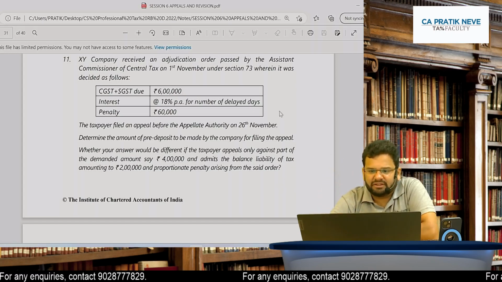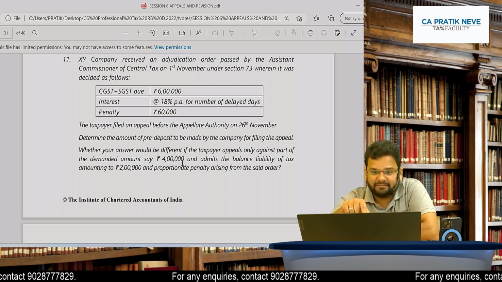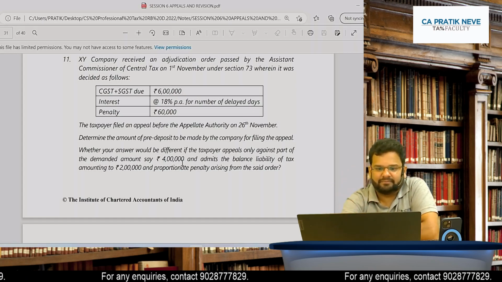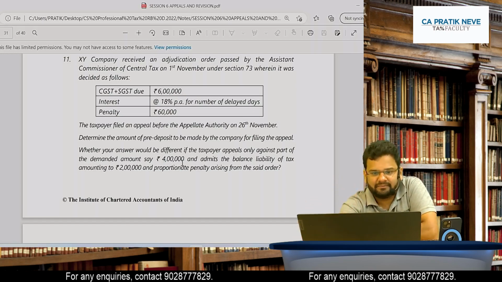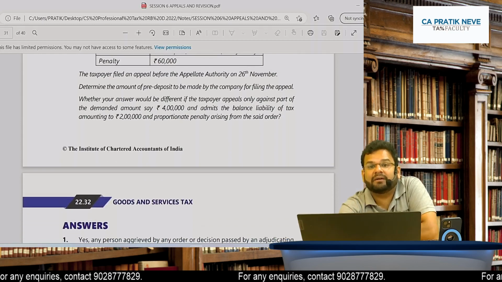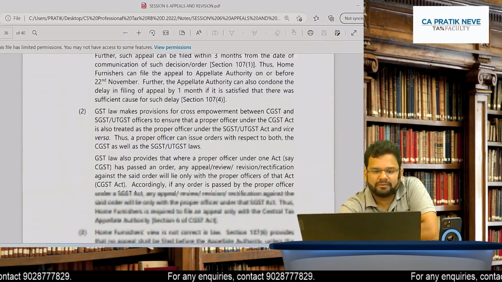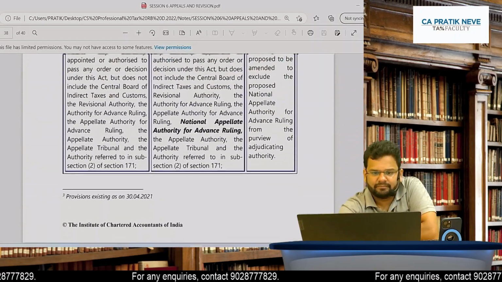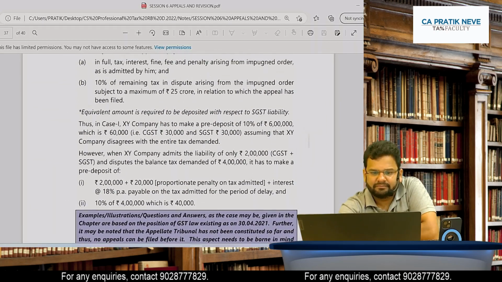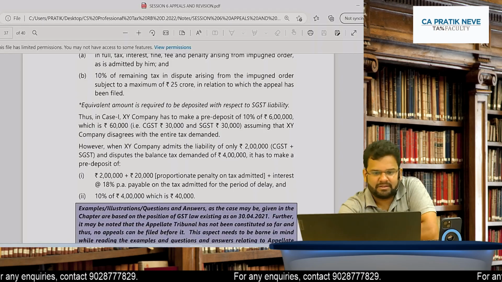Would your answer be different if the taxpayer appeals only against part of the demanded amount, say 4 lakhs, and admits 2 lakhs? So when he is admitting 2 lakhs, he'll have to pay the full 2 lakhs plus interest on 2 lakhs. Correct? And of the unaccepted amount, that is the tax in dispute, he'll have to pay 10%, that is 40,000. Check. Agreed? Yes.